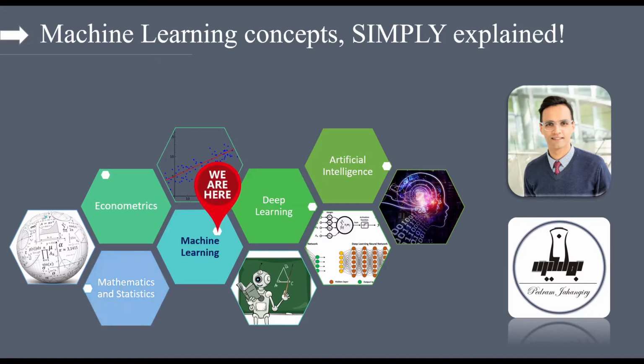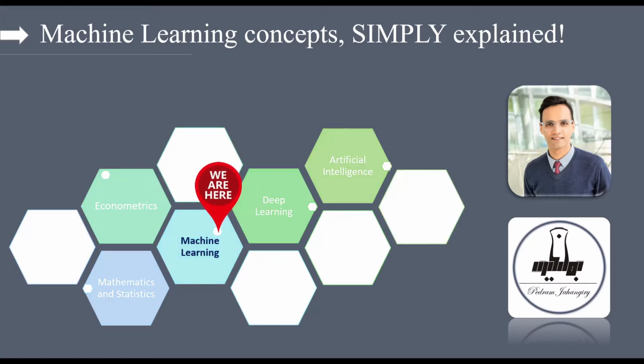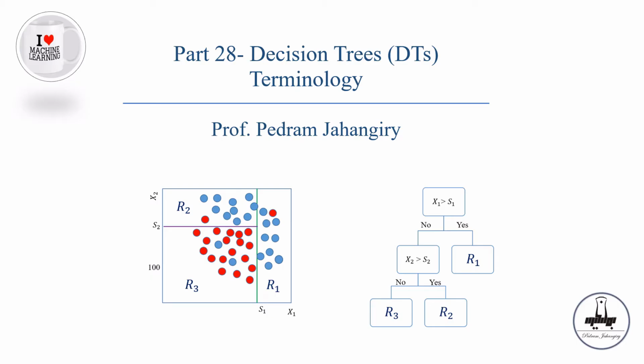This is another episode of my crash course in machine learning concepts, simply explained. Part 28, Decision Trees. Let's start with terminologies. Decision trees are a sequence of simple questions seeking to partition the dataset into homogeneous groups. They can be applied both to classification problems or to regression problems.